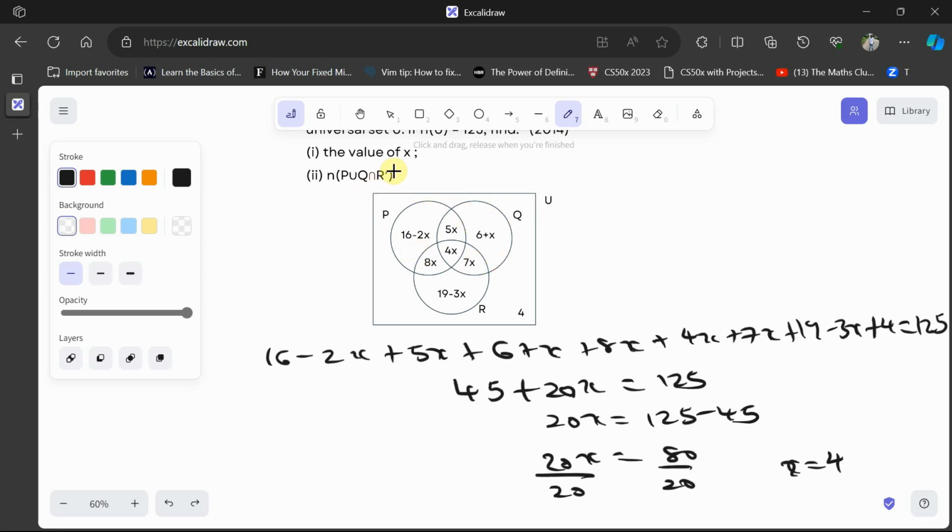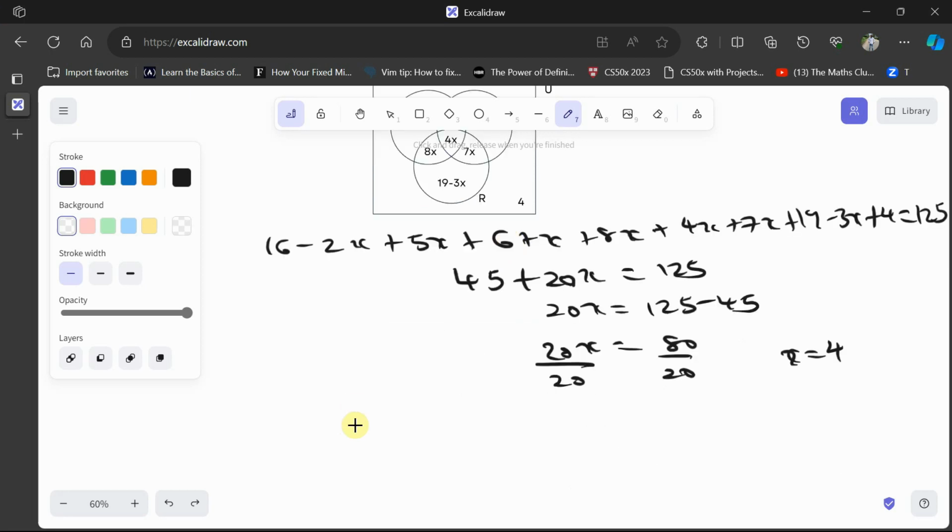Intersection R complement. Remember what I said about this R complement: whenever you have the R complement, it's as if you are removing anything that has to do with R. So I'll be removing this entire circle here. From the union of these two, the place where they intersect with R, this 8x, 4x, and 7x, I'm going to remove it. So at the end of the day, my P union Q intersection R prime will just be 16 minus 2x plus 5x plus 6 plus x. Once again, if this is strange, check the video on Venn diagram shading.